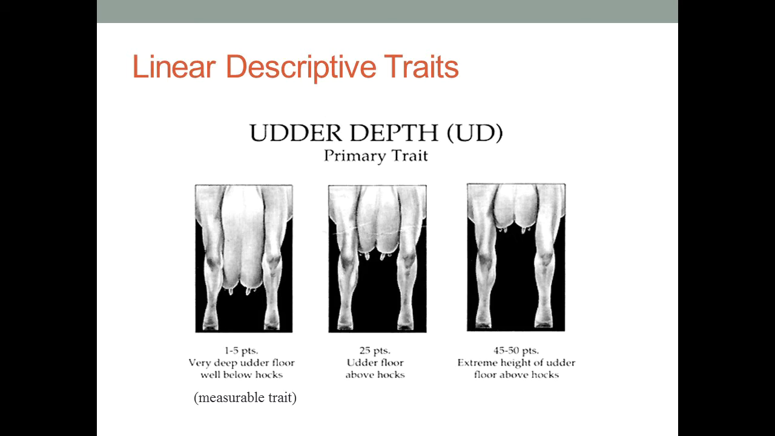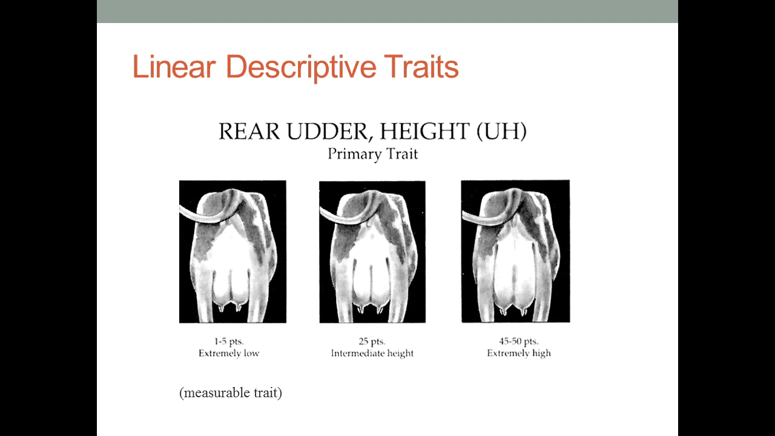And then moving up to the high end, a cow's udder held 6 inches above the hock would score a 45. This is a measurable trait. So again, when professional classifiers are starting out, they're actually measuring this to kind of calibrate their eye. Rear udder height is the next trait that we'll talk about, and again, it is a measurable trait, and again, it's rated on a scale of 1 to 50. 1 is an extremely low rear udder attachment, and 50 is extremely high.